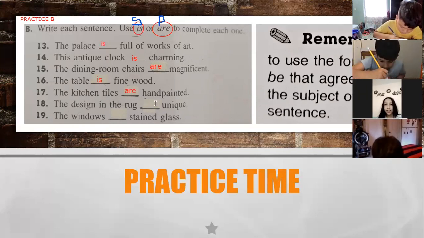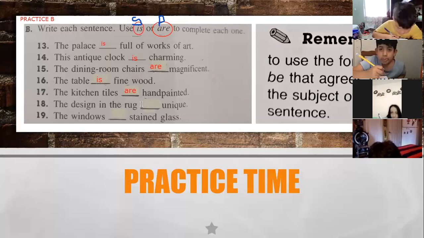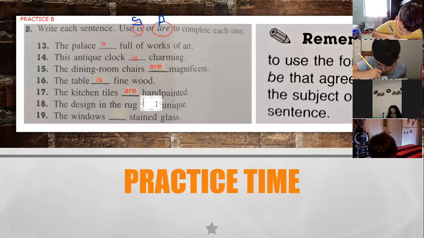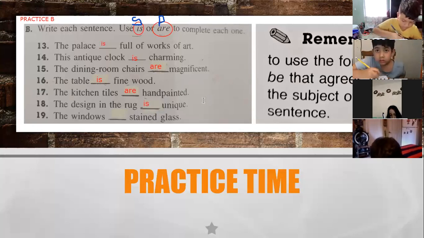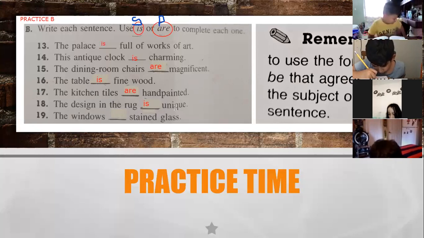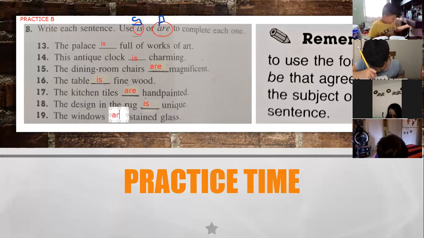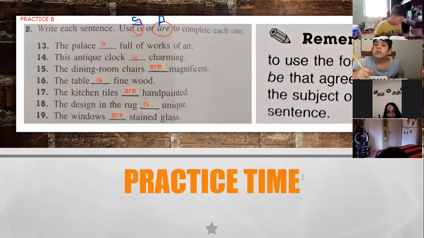The design in the rug. Singular. Exactly. We complete it with is. The design in the rug is unique. The last one, the windows, is plural. The windows are stained. Stained glass.